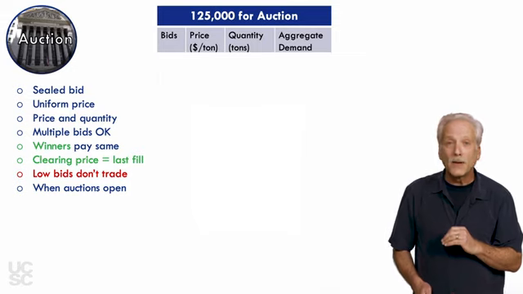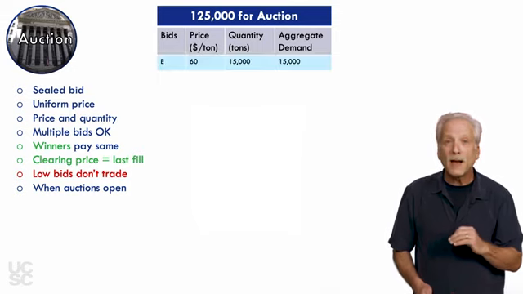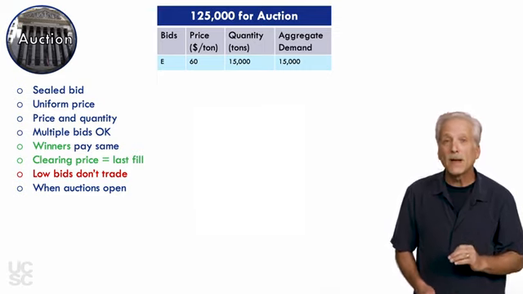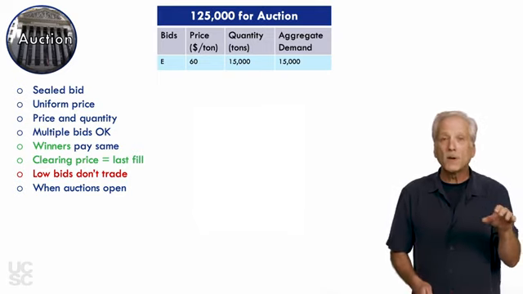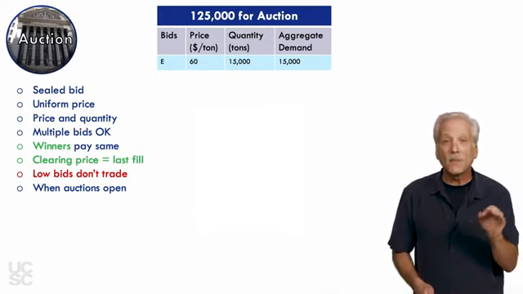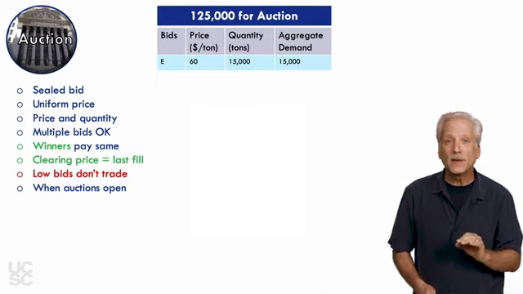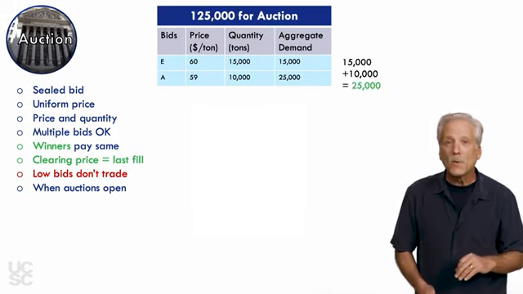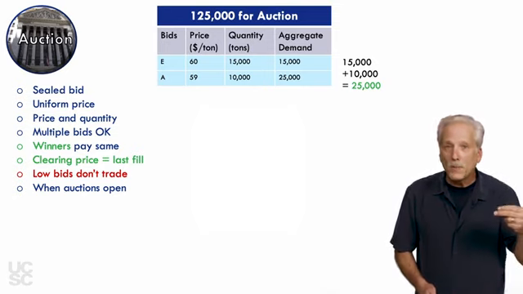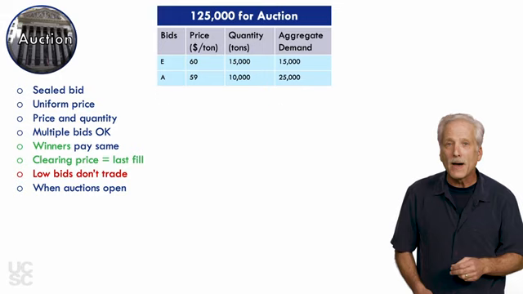In this particular example, we see that the highest bid came in at 60 pesos per ton for 15,000 tons. If this was the only bid, the auction would clear at 60 pesos for 15,000 tons. That would be the only one. But there was another bid that came in at 59 for 10,000 tons. Between the two, we have 25,000 tons in aggregate demand. If these were the only 2 bids, the clearing price would be 59.